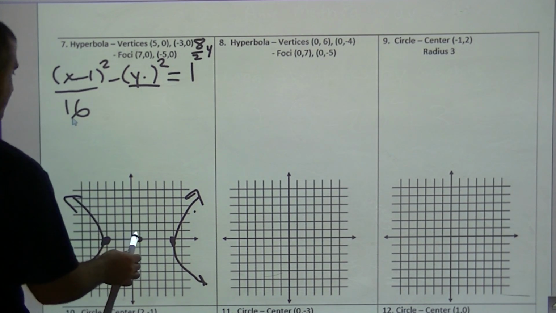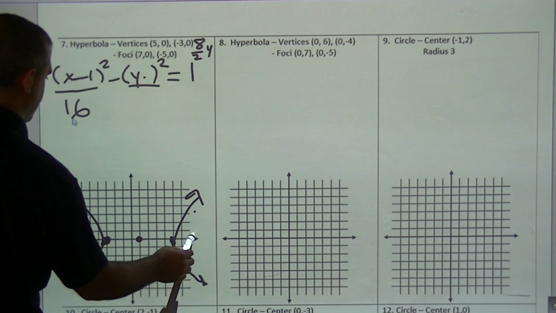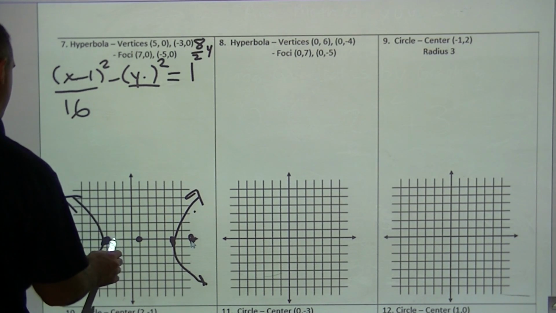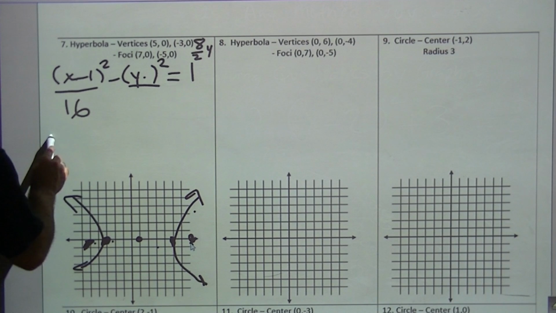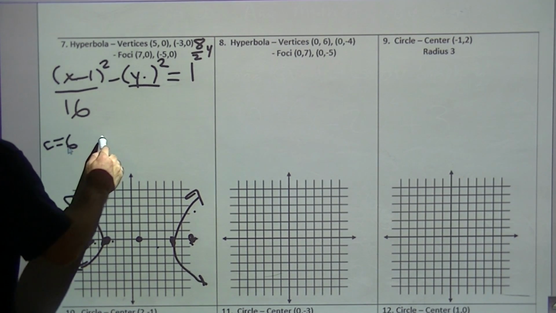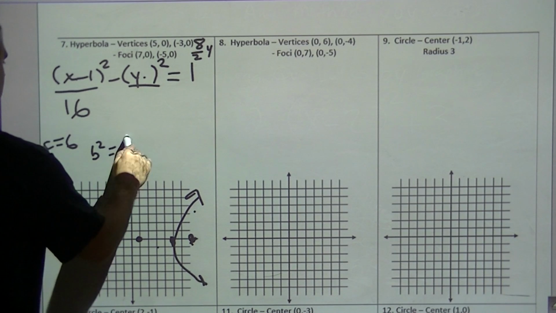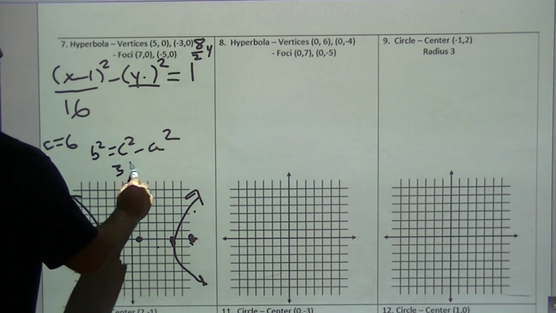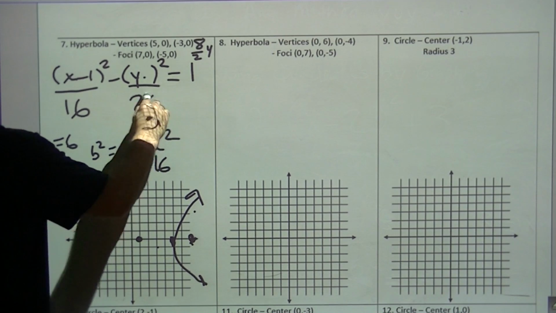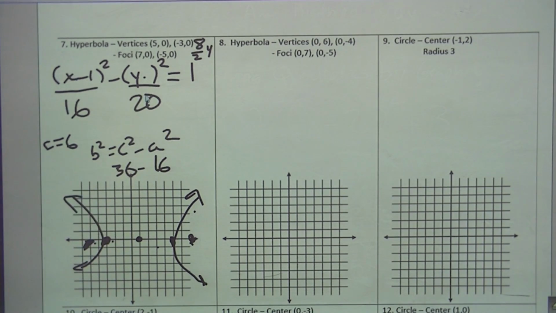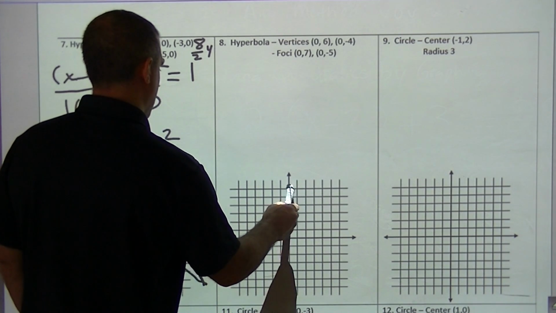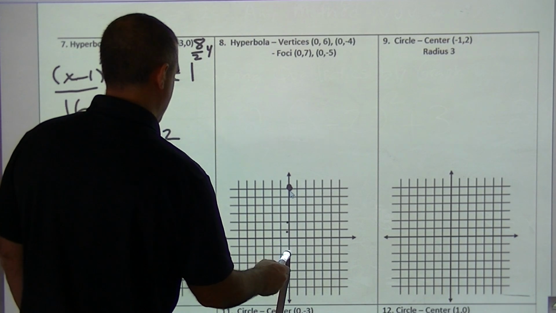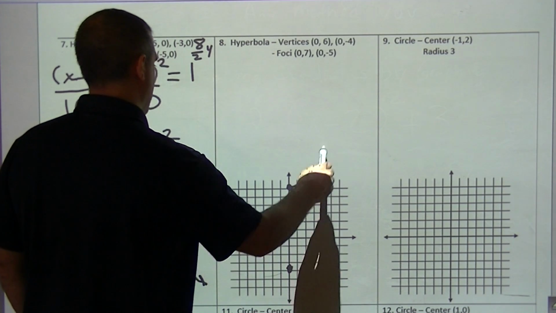The foci are at 7, 0, 1, 2, 3, 4, 5, 6, and 7, and then negative 5, 0, 1, 2, 3, 4, and 5. So what I look at is I count those spaces: 1, 2, 3, 4, 5, and 6. C is 6. I'm going to use that same formula, which says b squared equals c squared minus a squared. That's going to be 36 minus 16, which would give me 20. Going on to these vertices: 0, 6, 1, 2, 3, 4, 5, and 6, and 0, negative 4, 1, 2, 3, and 4. I automatically know it's going to look like this.